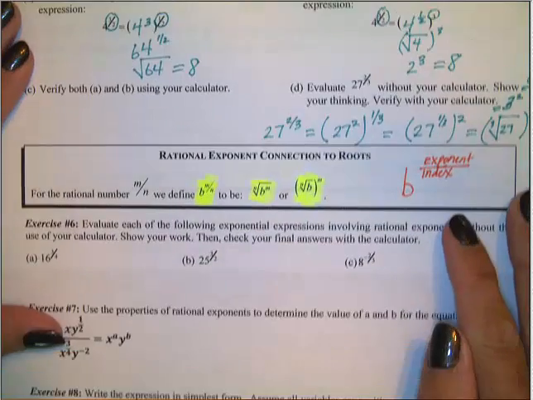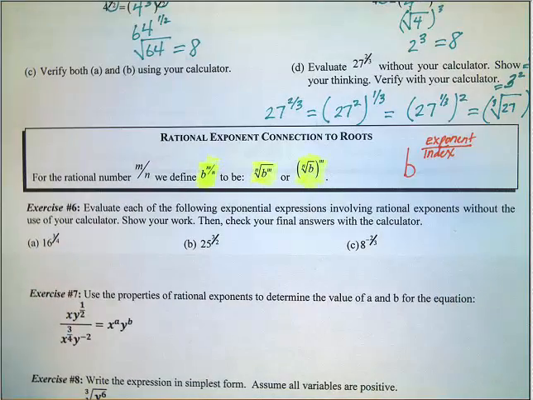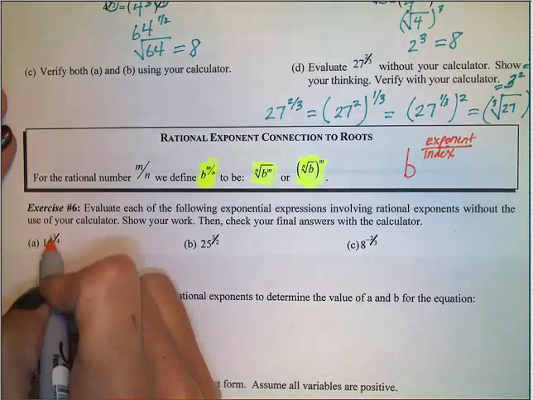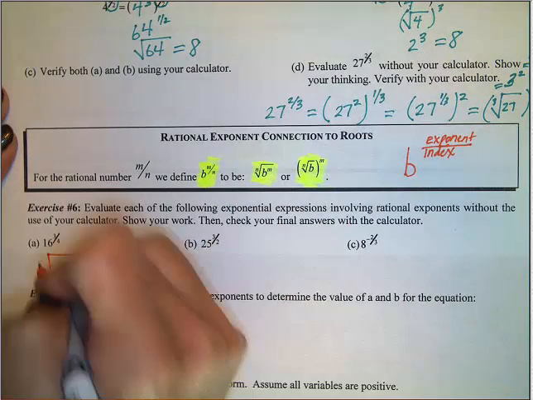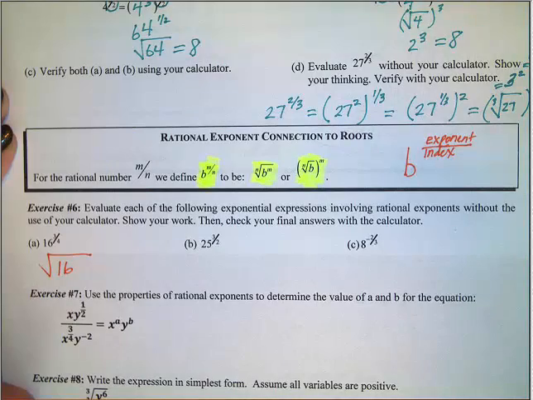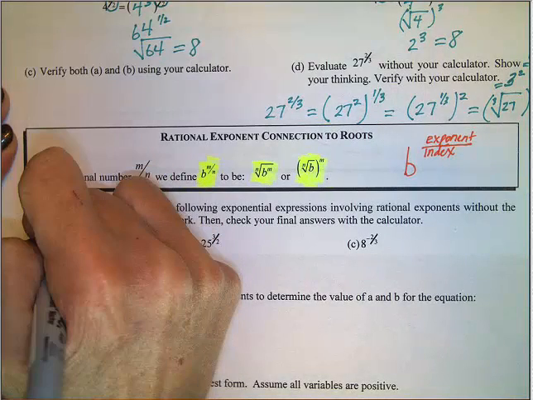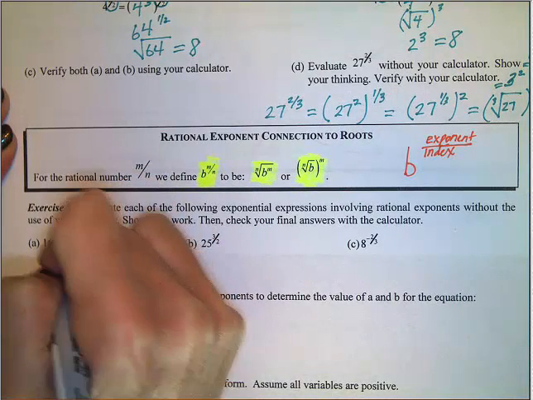So let's try exercise 6. It says to evaluate each of the following exponential expressions involving rational exponents without the use of your calculator. Show your work, then check your final answers with the calculator. So 16 to the 3/4. We're going to rewrite it. So we have the square root of 16, but it's not a square root. Remember, the 3 is your exponent and the 4 is your index.